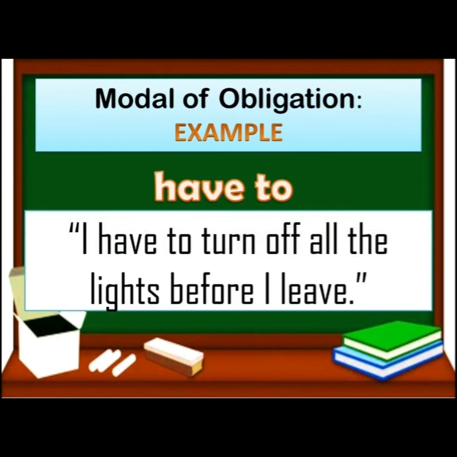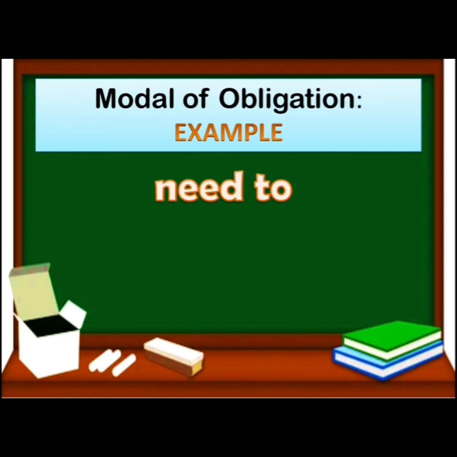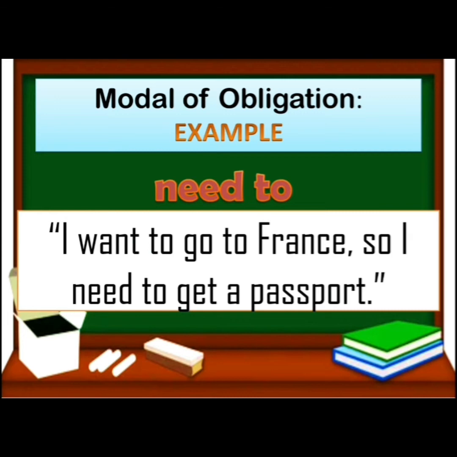Example, under have to: I have to turn off all the lights before I leave. The speaker here is saying that he has no choice but to turn off the lights, and he is the only one who is obliged to do so. Another example under have to is, you have to open your camera during online classes. Therefore, in this example, it is stated that one's duty is to turn on his or her camera during online classes.